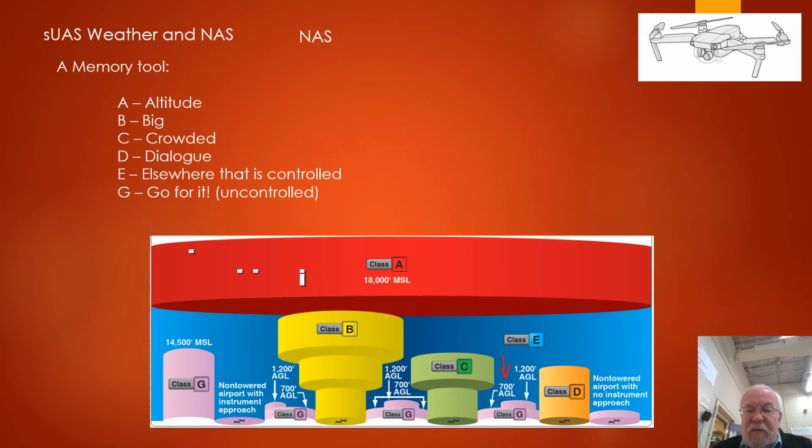And below is Class E or Class G, and 1,200 feet and below, outside those airport areas, is Class G. Or the other way to look at it is 700 feet and above is Class E, or 1,200 feet further away from the airport and above is Class E.